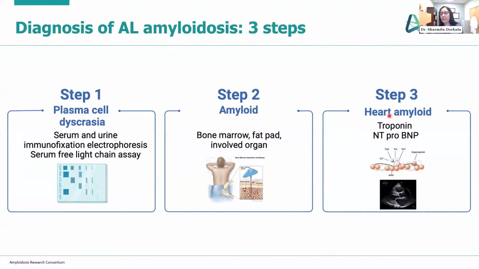But the third part is, does this individual have amyloid in the heart? How do we know that? So in someone who has biopsy proof of amyloid, and it confirms that this is light chain amyloid, you can look at abnormal cardiac biomarkers, blood tests, or abnormal imaging of the heart. And all of this together could suggest that this is immunoglobulin light chain or AL amyloidosis affecting the heart.